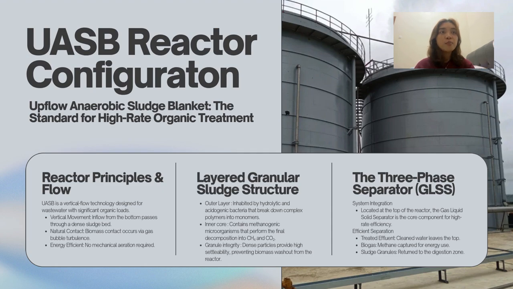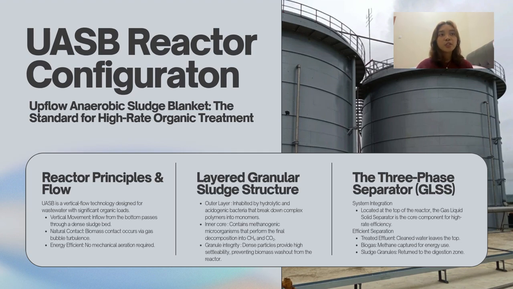Inside the reactor, there's a layered granular sludge structure. The outer layer contains hydrolytic and acidogenic bacteria that break down complex organic materials into simpler compounds. Meanwhile, the inner core contains methanogenic microorganisms that convert these compounds into methane and carbon dioxide. The dense granules also help prevent biomass washout and improve sludge stability.